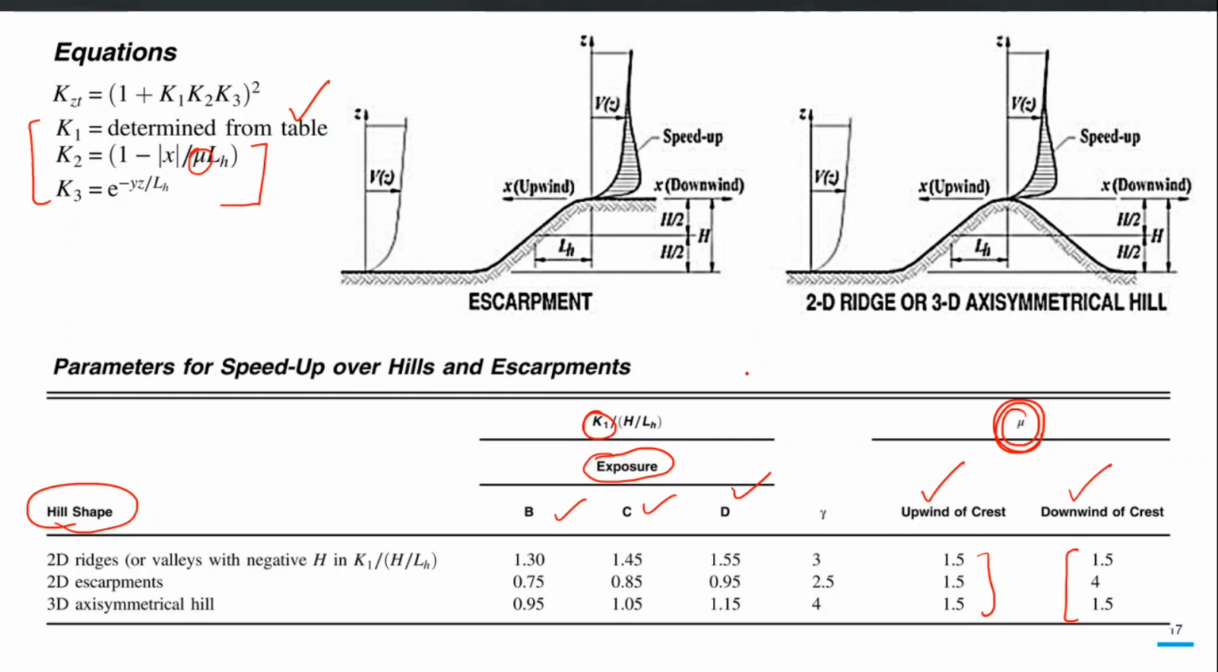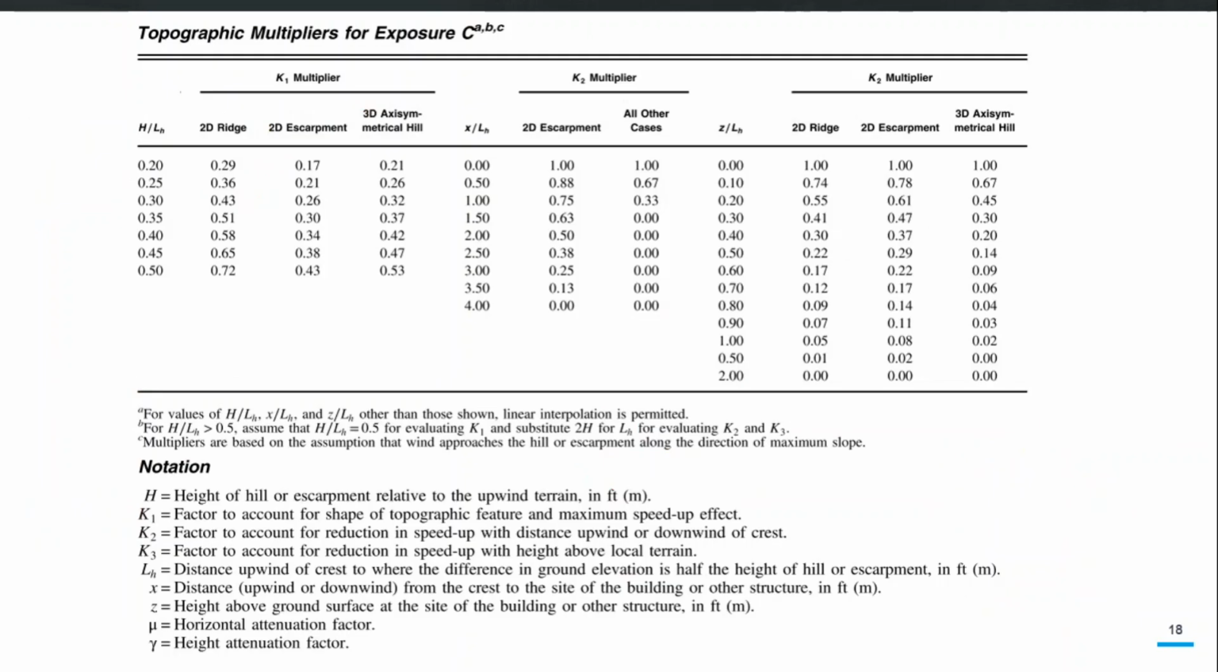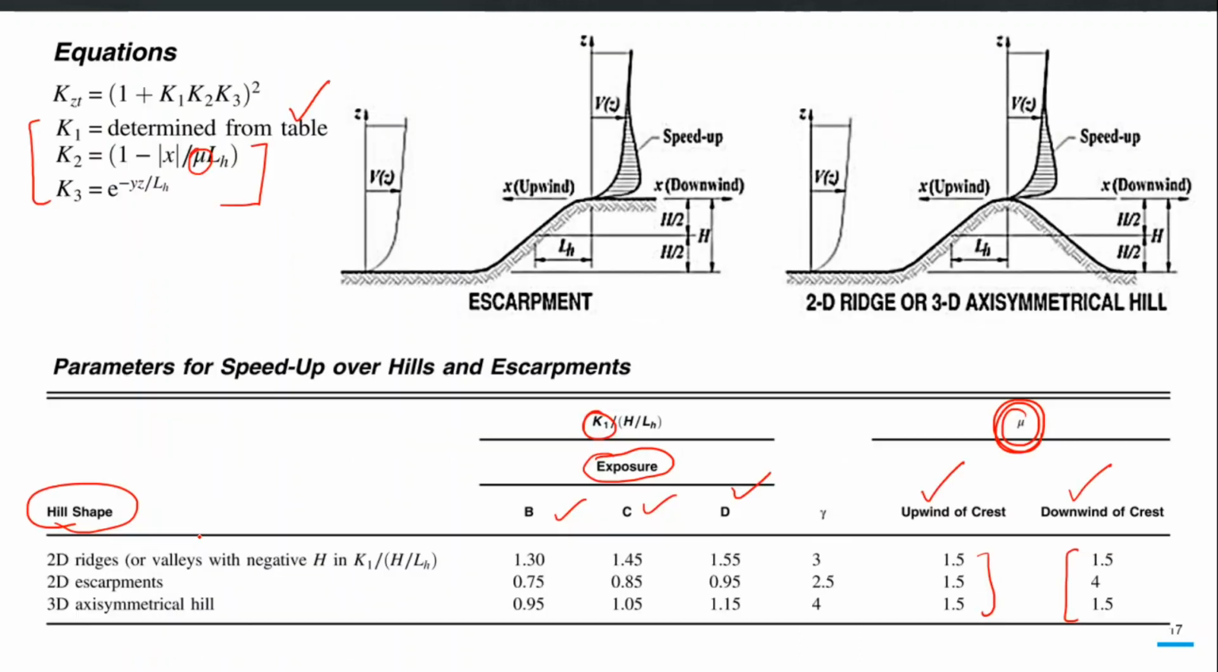If you want to calculate Kzt and all of the 5 conditions are fulfilled, then you can use this table and this figure to determine Kzt. So for different heights, H over LH, height of an escarpment divided by horizontal distance, the K1 multiplier, K2 multiplier and K3 multiplier for other cases are directly prescribed in this table also. All of the notations here are explained and shown in this particular figure also.